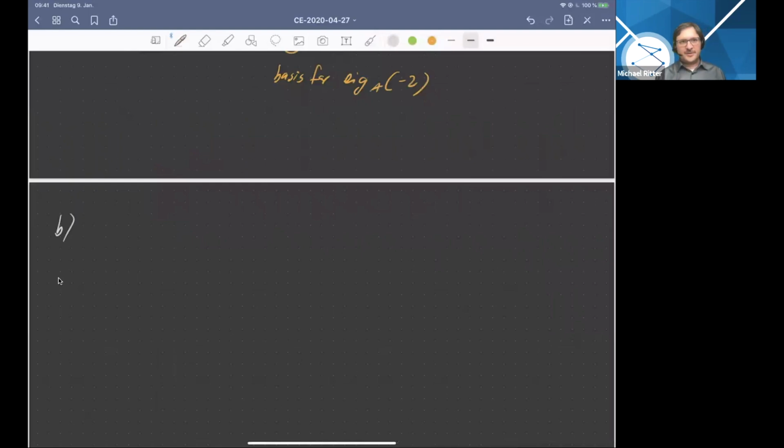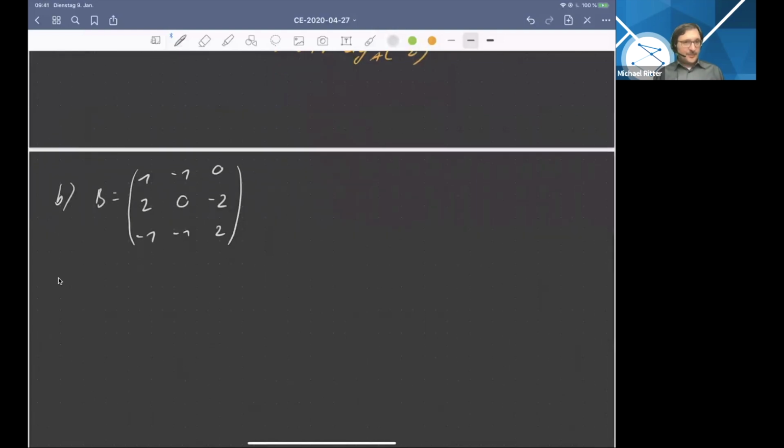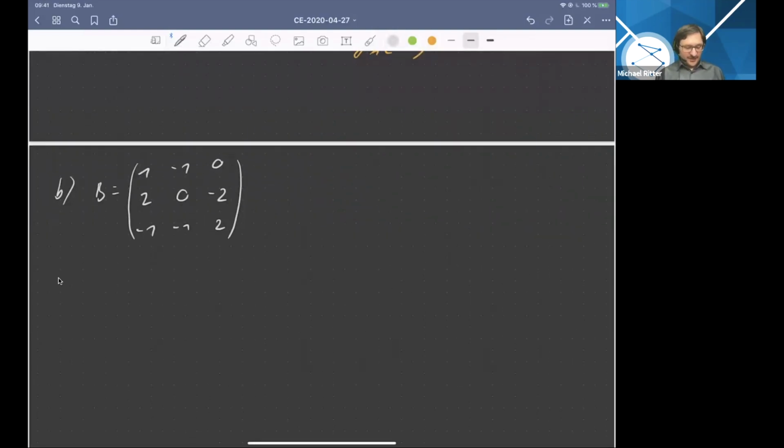So the idea is pretty much the same here. We have a new matrix, B, let me write that one down: 1, -1, 0, 2, 0, -2, -1, and 2. Only this time we have 3 eigenvalues: 0, 1, and 2. So 0 is a perfectly valid eigenvalue. And again, we want to compute the eigenspaces here.